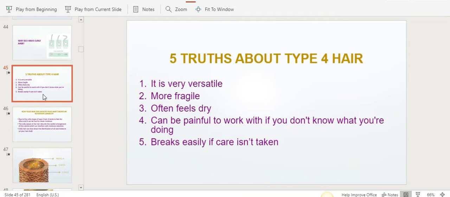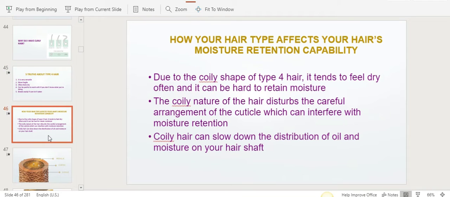And our hair, again, this is another reason why you are taking this course, breaks very easily, especially if care isn't taken. So just keep in mind all these 5 truths about type 4 hair.